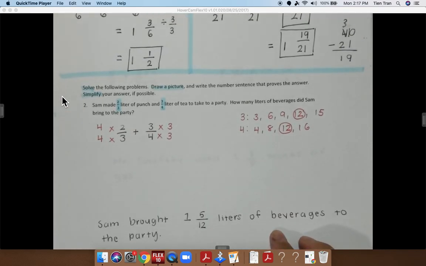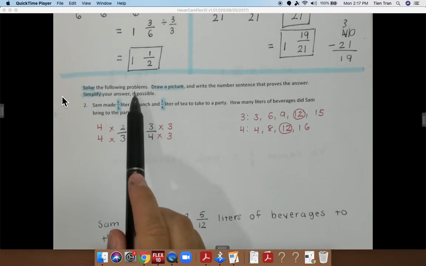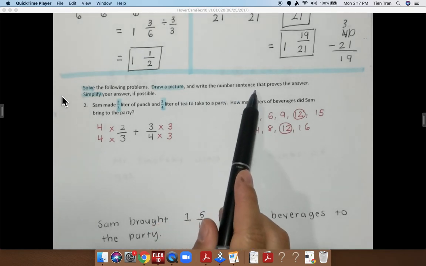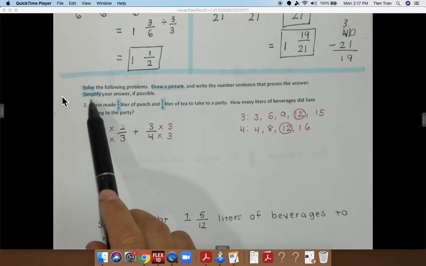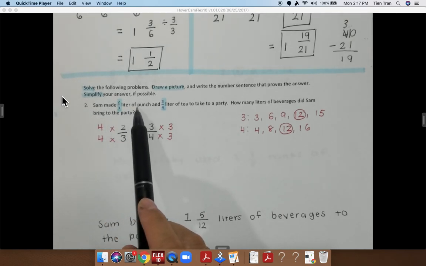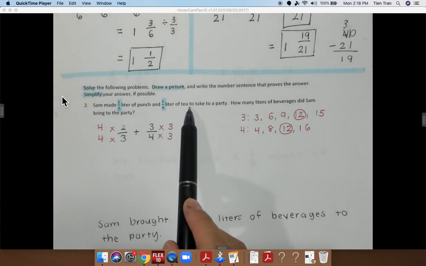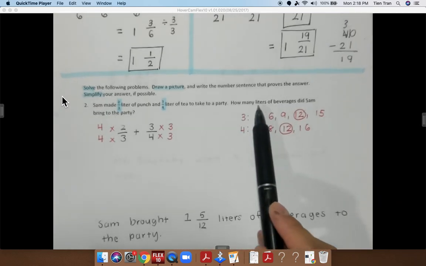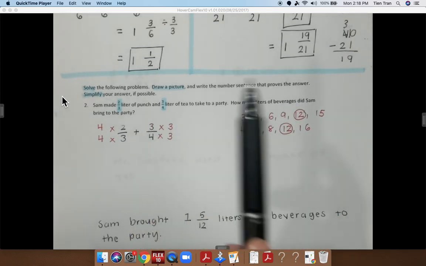For problem number 2, it says here, solve the following problems, draw a picture, and write the number sentence that proves the answer. Simplify your answer if possible. Sam made 2/3 liters of punch and 3/4 liters of tea to take to a party. How many liters of beverages did Sam bring to the party?